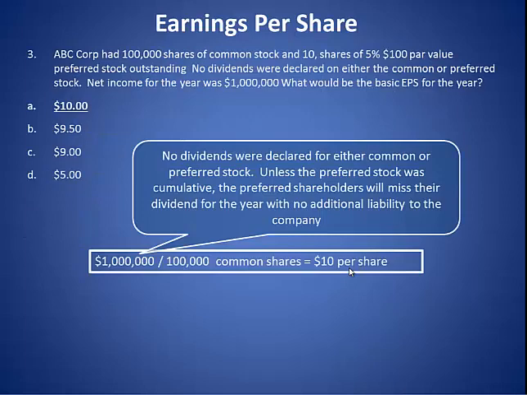Okay, number 3. Net income for the year was $1 million. What would be the basic EPS for the year? The answer is A, $10. In this case, it would be $1 million divided by 100,000 shares of common stock. No dividends were declared for either the common or the preferred stock. Unless the preferred stock was cumulative, the preferred shareholders are going to miss their dividend for the year, so there's no additional liability to the company, which is the case here. Since the board of directors did not declare a dividend and the stock was not cumulative, we don't have to subtract anything from the net income available to the shareholders.